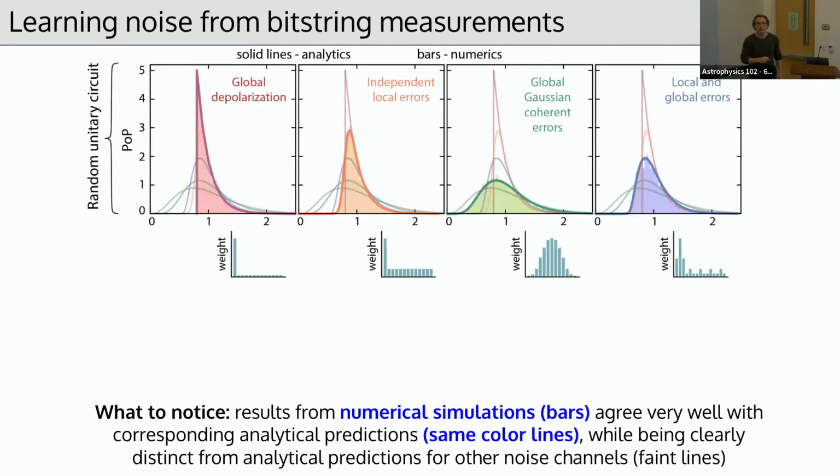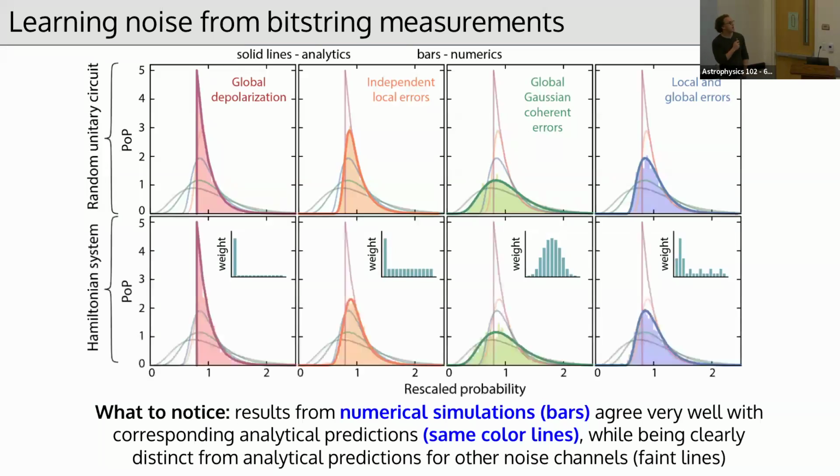The solid lines are analytical predictions for what those distributions should look like for different error models. So what you can see is that, for instance, for global depolarization, independent local errors, global Gaussian covariant errors, over rotations, under rotations, or some mixed arbitrary mixture of both, the distributions are clearly distinguishable from each other, and there's great agreement between the analytics and the numerical predictions.